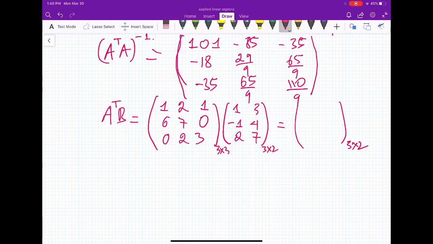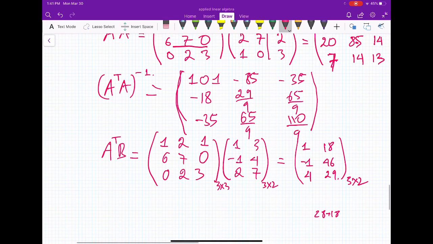So I have the following: 1 2 1 with 1 negative 1 2 is just 1. 1 2 1 with 3, I have 3, and then 8, I have 18, and then 6, negative 7 is negative 1, and then 28 with 18 is 46. The last row is negative 2 with 6 is 4. 8 with 21 is 29. So that is matrix ATB.